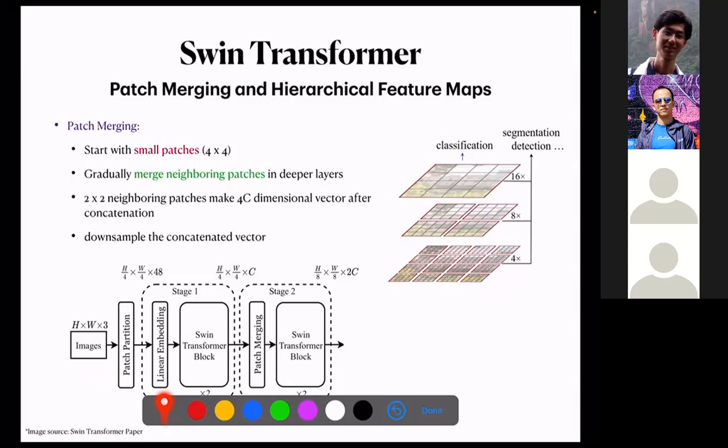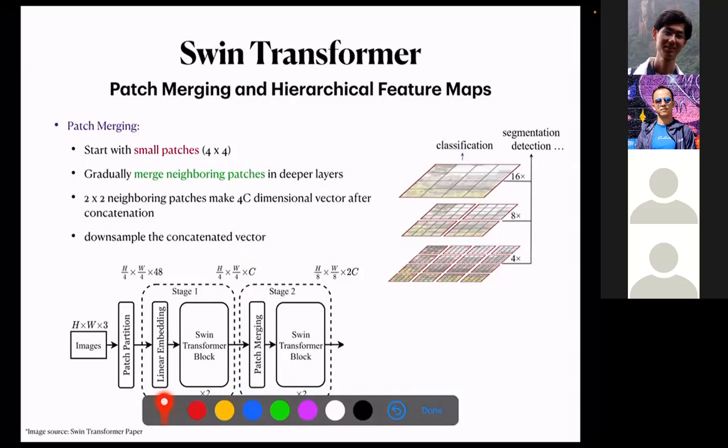After patch partition, we do linear embedding into C-dimensional space. And after applying Swin transformer, now after the first attention block, we have C-dimensional tokens. And here we do patch merging. After the patch merging, we have 2C dimensional tokens, and we apply the next layer of Swin transformer. So that effectively models the hierarchical feature maps of the neural network of the given input.